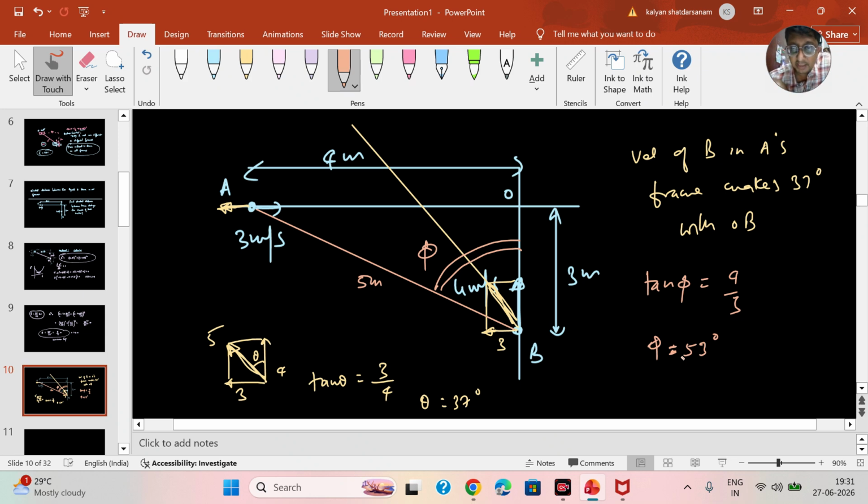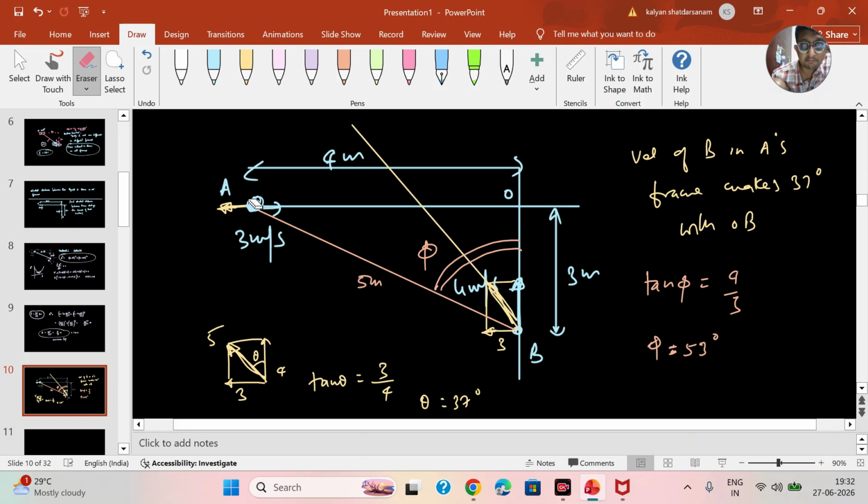But the fellow B is going at 37 to vertical. So he is not going along the line joining them. The line joining them, if I show it here, is like this. But B is going like that. If he would have gone along the line joining them, there would have been a collision between A and B. It is going like this. So this is in A's frame. So A is fixed here, but B is going like this.